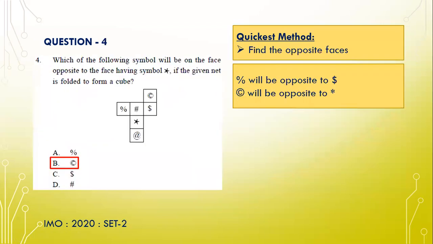Which of the following symbols will be on the face opposite to the face having the symbol star, if the given net is folded to form a cube? Again, you have to find the opposite faces, isn't it? So percentage and dollar will be opposite. And if you fold dollar like this vertically, then C will be here, the side face of this, and star will be opposite to copyright.